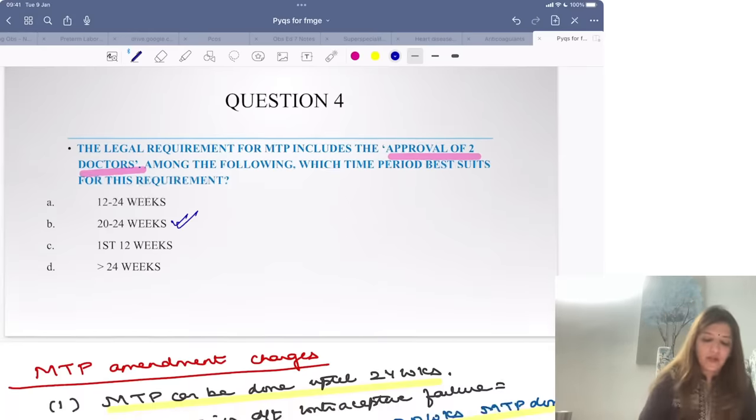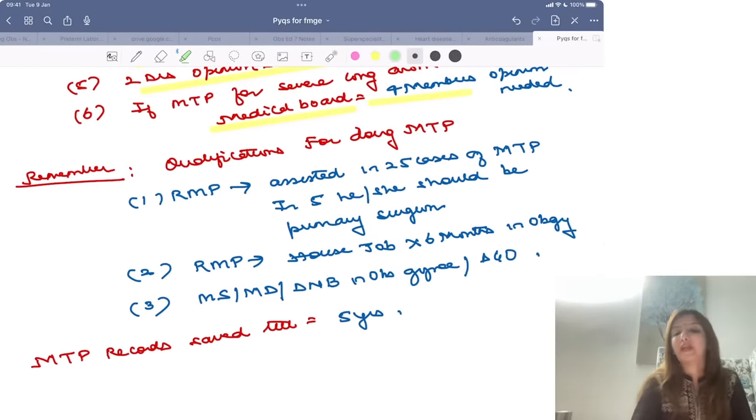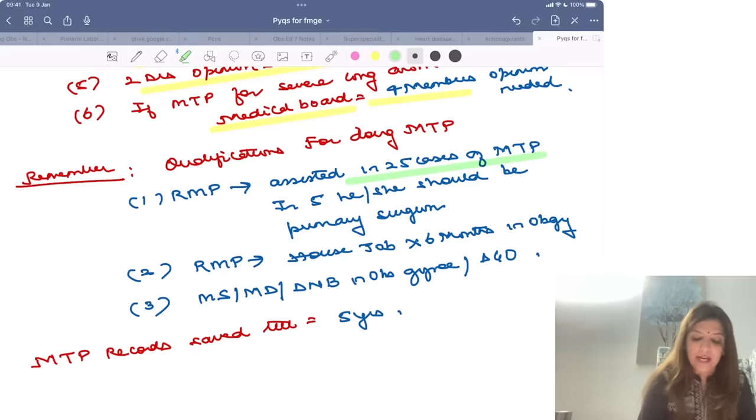A very important thing which I want you to remember is what are the qualifications for doing MTP? Any registered medical practitioner who has assisted in 25 cases of MTP, in which in 5 cases he or she should have been the primary surgeon, that is one requirement. Or any registered medical practitioner who has done house job in obs and gyne for 6 months can do MTP.